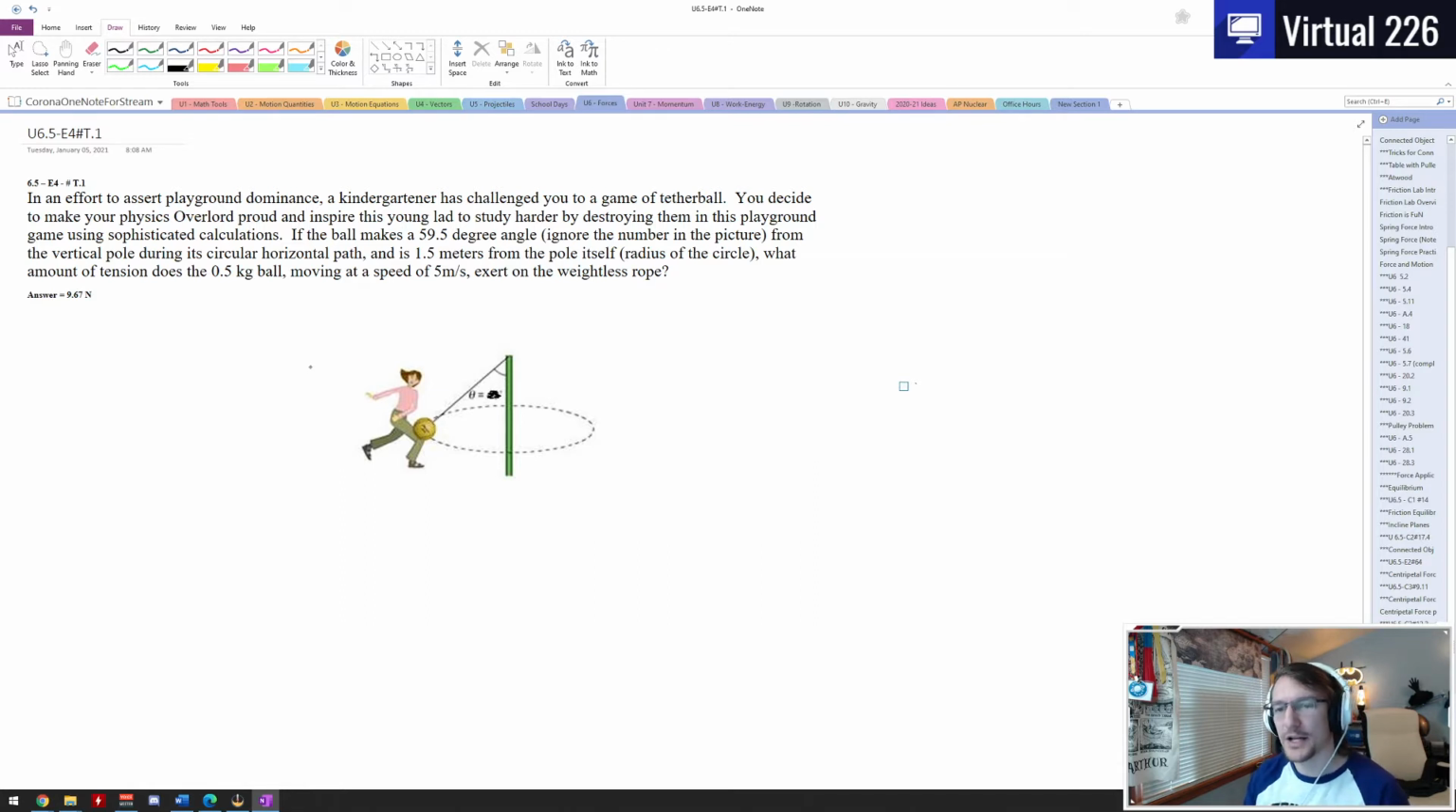Okay, so here's our practice problem for pitched circular motion, and this is a hanging object, kind of like the pig that we saw. And here we go. This is a 6.5 E4 T.1. In an effort to assert your playground dominance, a kindergartner has challenged you to a game of tetherball. And you decide to make your physics overlord proud and inspire this young lad to study harder by destroying them in this playground game using sophisticated calculations.